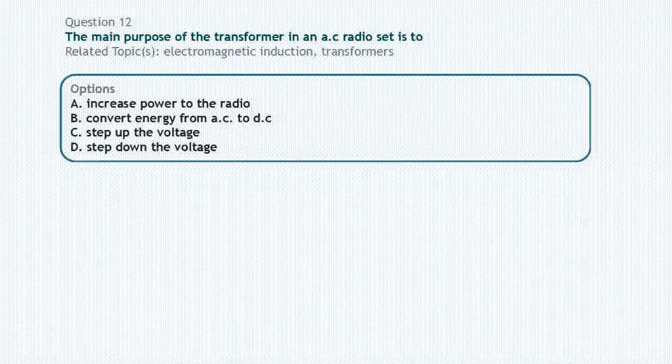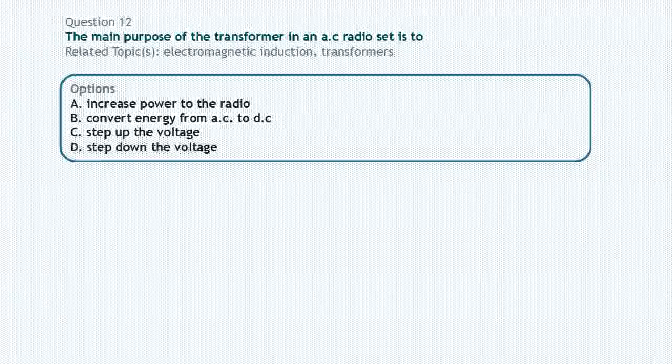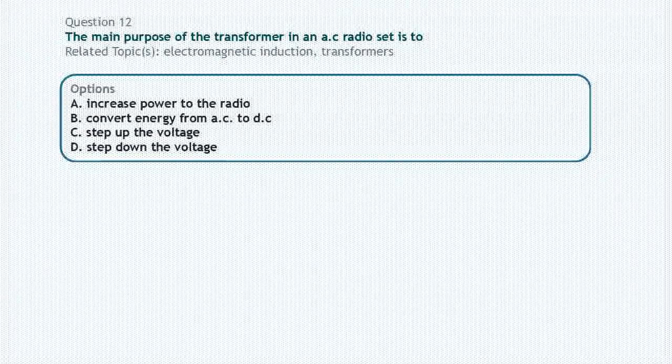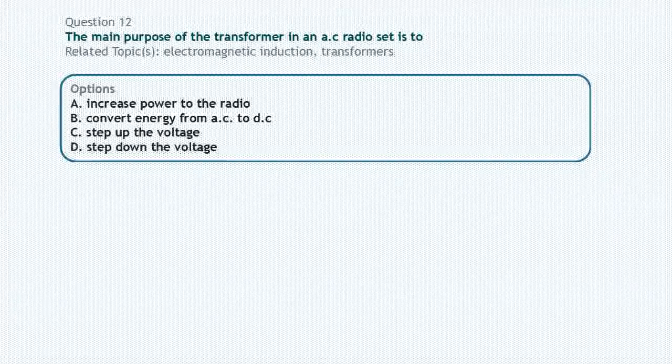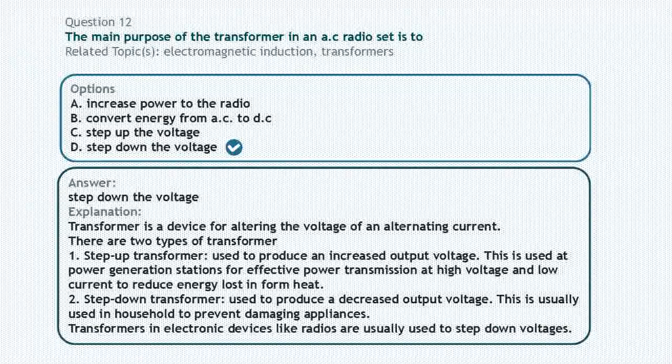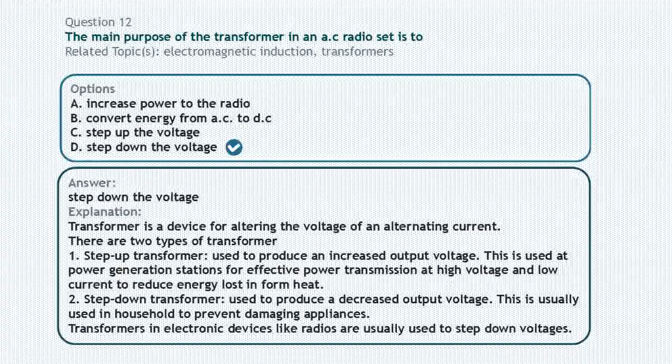Next, on electromagnetic induction: the main purpose of the transformer in an AC radio set is to step down the voltage. It is a step down transformer that is used in electronic devices like radio.